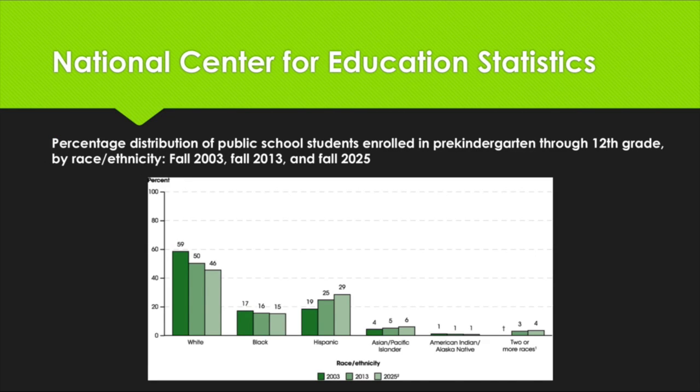This is a graph provided by the National Center for Education Statistics, and it's showing the percentage distribution of children that are enrolled in public schools. So this is a spread across 2003, 2013, and then it's giving a sneak peek of what we're going to look like in the year 2025. And as you can see, for the white population in 2003, we're at 59, and now we're moving down in that percentage to 46%. But you're seeing a large rise in the Hispanic populations, and you're also seeing a doubling in the 2 or more races category, meaning that there's more and more multiculturalism that's out there.